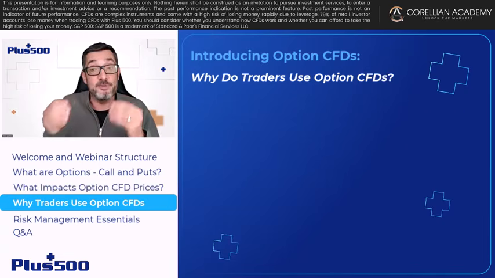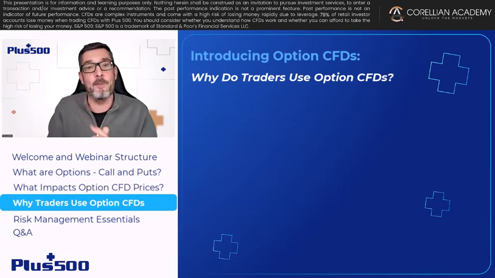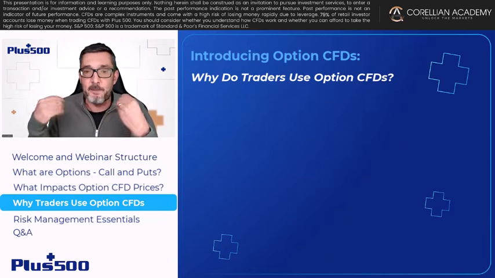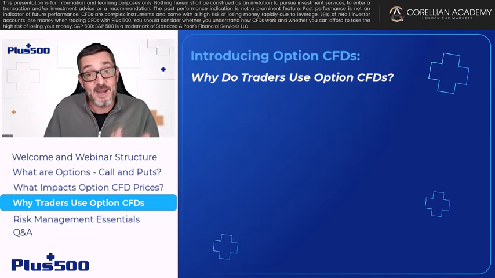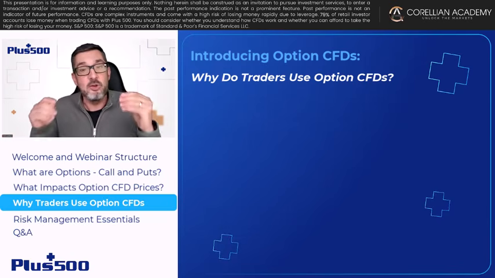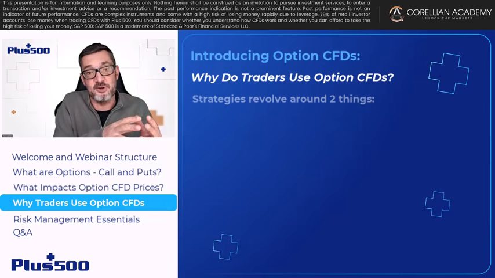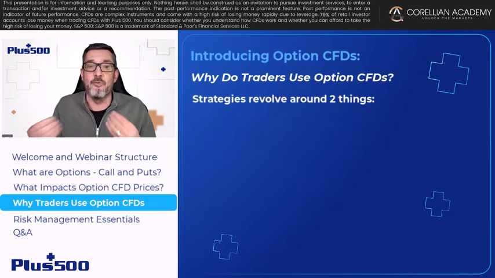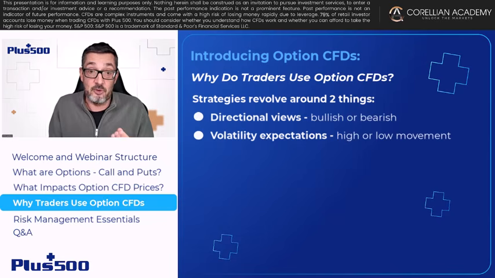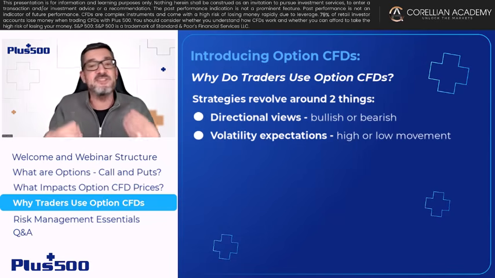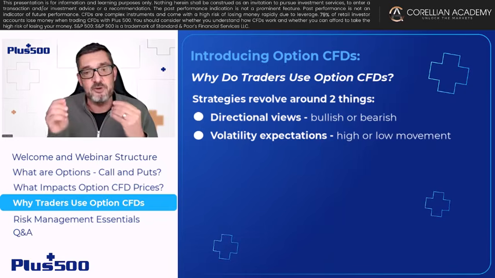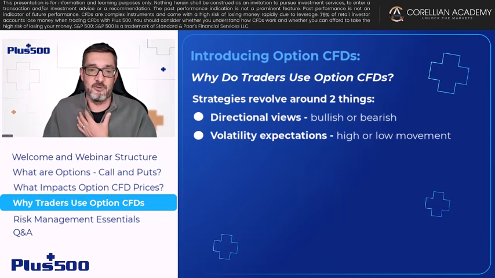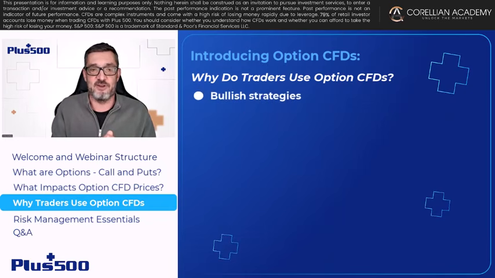Now that we understand what options and option CFDs are, let's talk about how traders actually use them. When we're dealing with option CFDs, the approach becomes much simpler than with traditional options. Because you're not managing exercise rights or ownership, you're simply trading the premium of the option. It means your strategies revolve around two things: directional views, bullish or bearish, and volatility expectations, high or low movement. For today, we're going to focus just on expressing directional views. So let's look at bullish strategies.